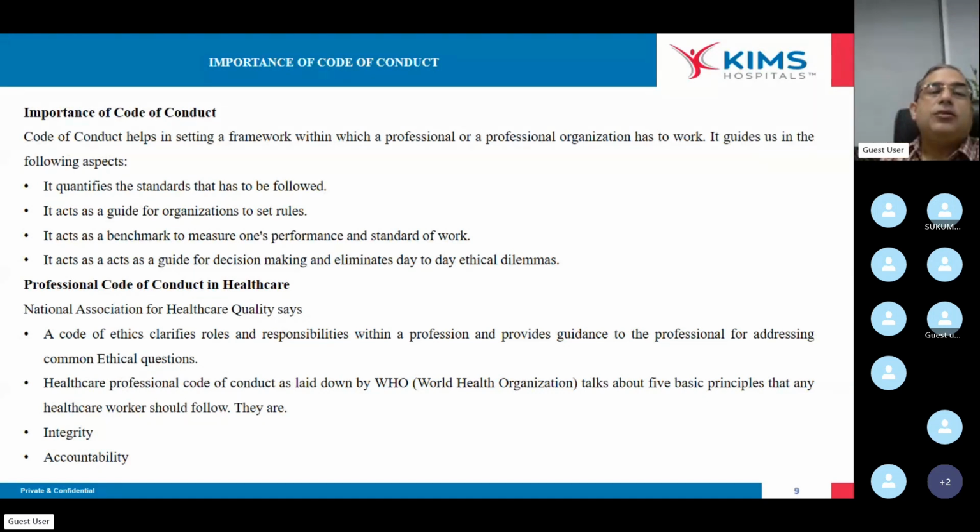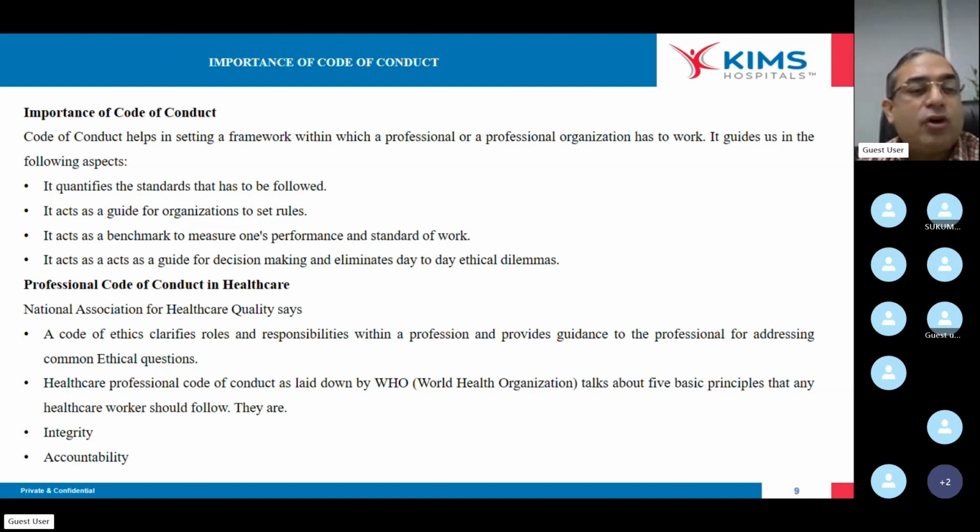Now, ethical code of conduct. I should not make my patient wait for hours together. It is important that when the patient has come for any service, we should try and fulfill their requirement. Of course, the focus on emergency is always much higher, but importantly, we should ensure that in general, the patient is given priority and, within an agreed time, a standard or a fixed time, the patient is given treatment. So it quantifies the standards that have to be followed.